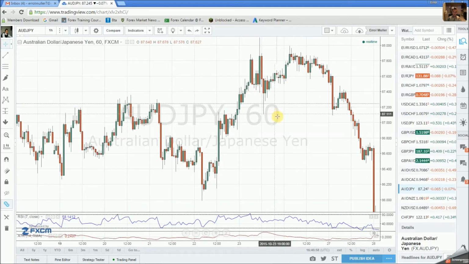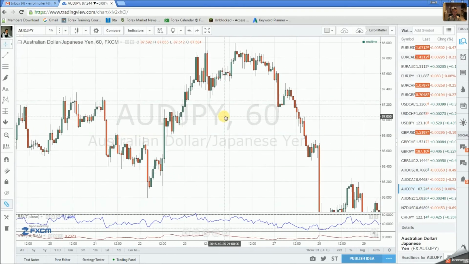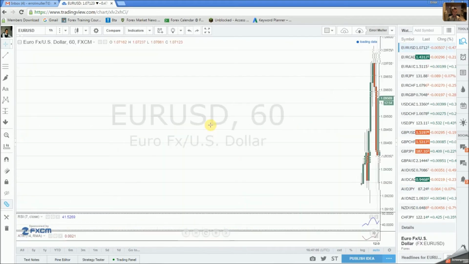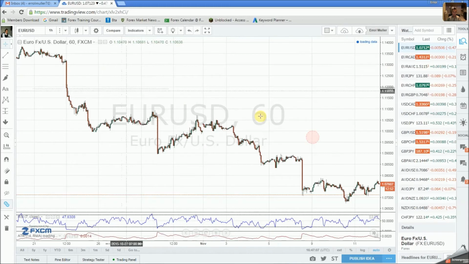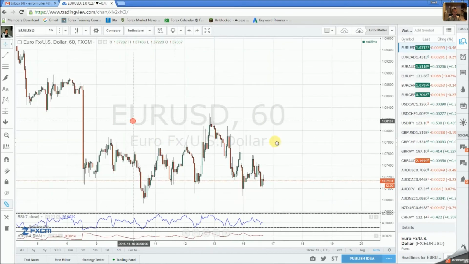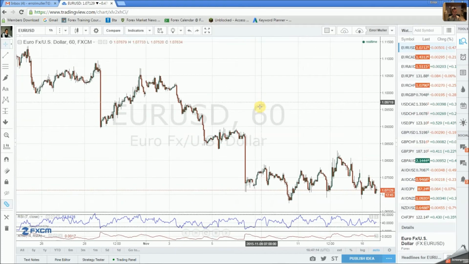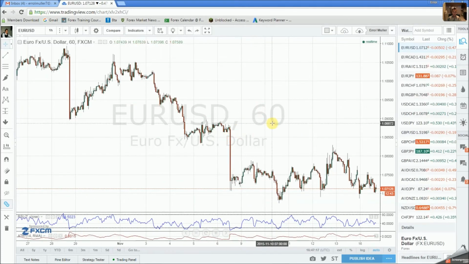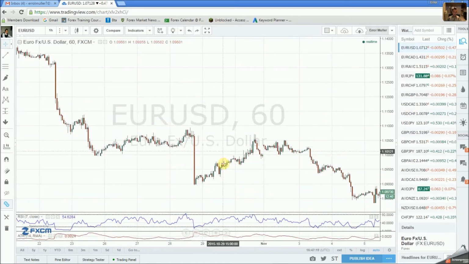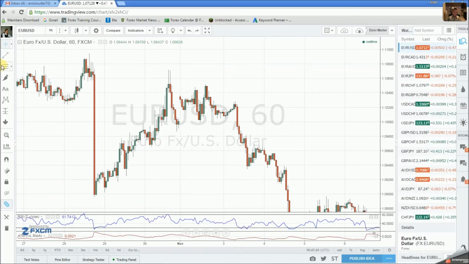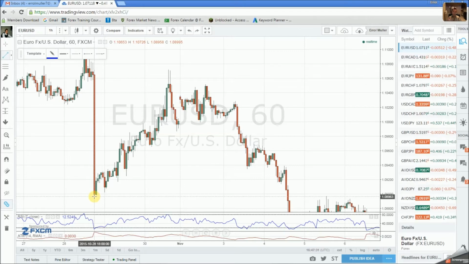Let's have a look at this. Let's go to Euro USD. Let's see if we can find something on Euro USD here. Looks like we've got something here. So if I had to start, let's start here. Let's take this leg here, and what I want to do is move in a bullish direction, and then from there move in a bearish direction.